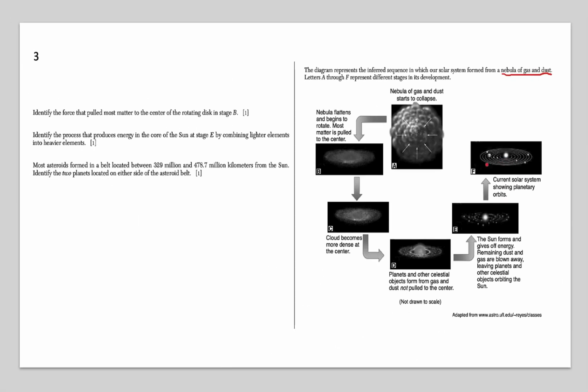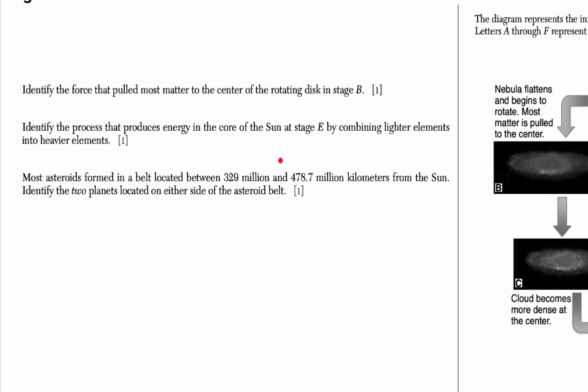Yay! So here on the Regents exam, they had 3 questions. They're all worth 1 point each. And the first one, let's call this letter A. Letter A says, identify the force that pulled most matter to the center of the rotating disk in stage B. And remember, that force they're talking about is gravity. Gravity is what pulled everything to the center.